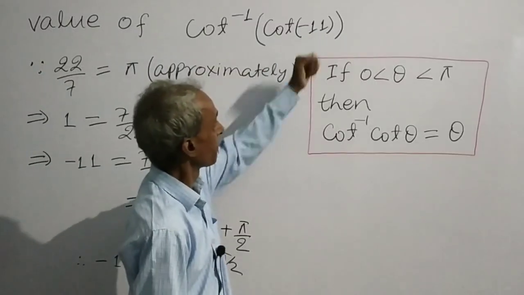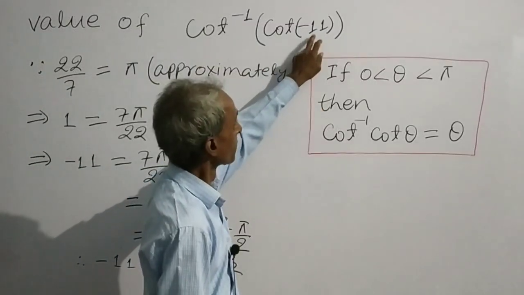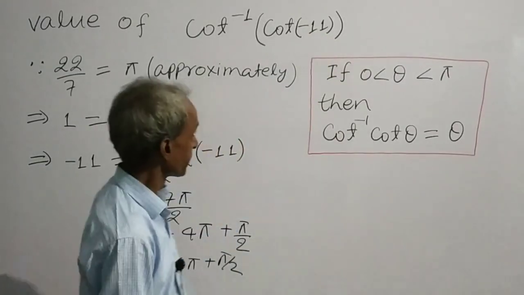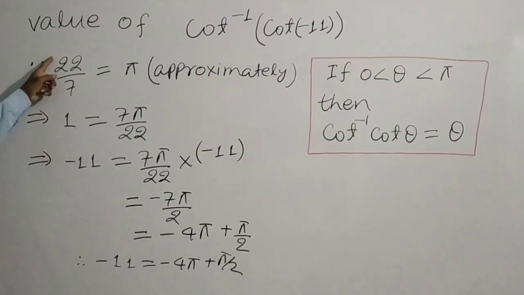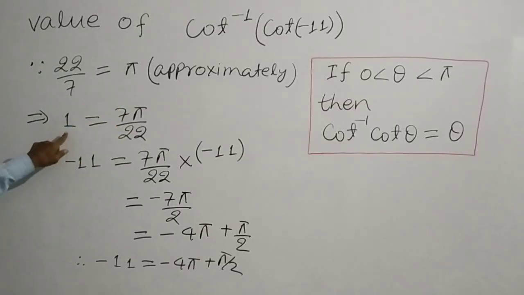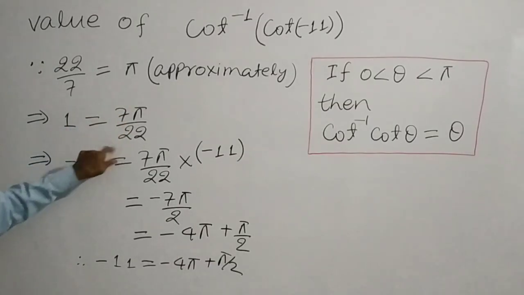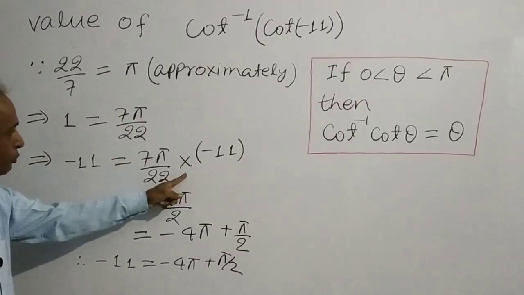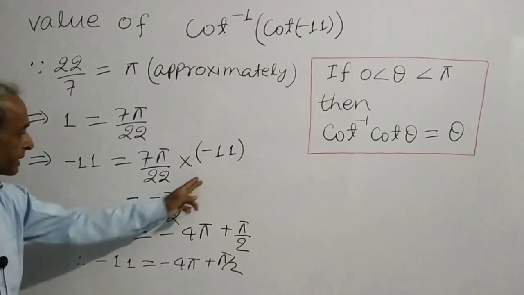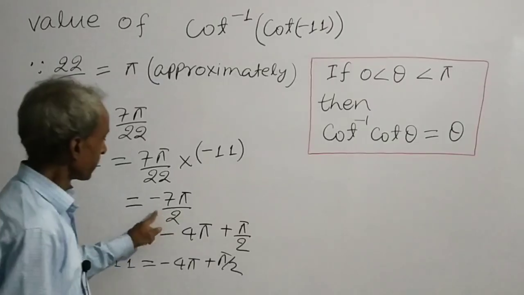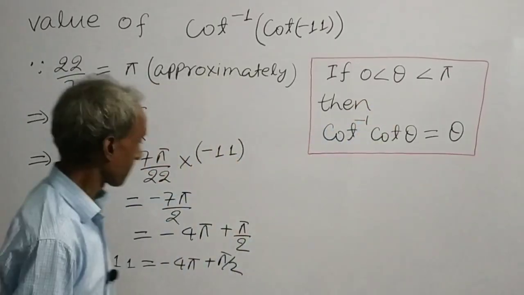Here is minus 11. First we want to know in which interval this angle minus 11 lies. Since we know that 22/7 is approximately equal to pi, therefore 1 will be equal to 7 pi by 22, and minus 11 will be equal to 7 pi by 22 times minus 11. This is equal to minus 7 pi by 2.